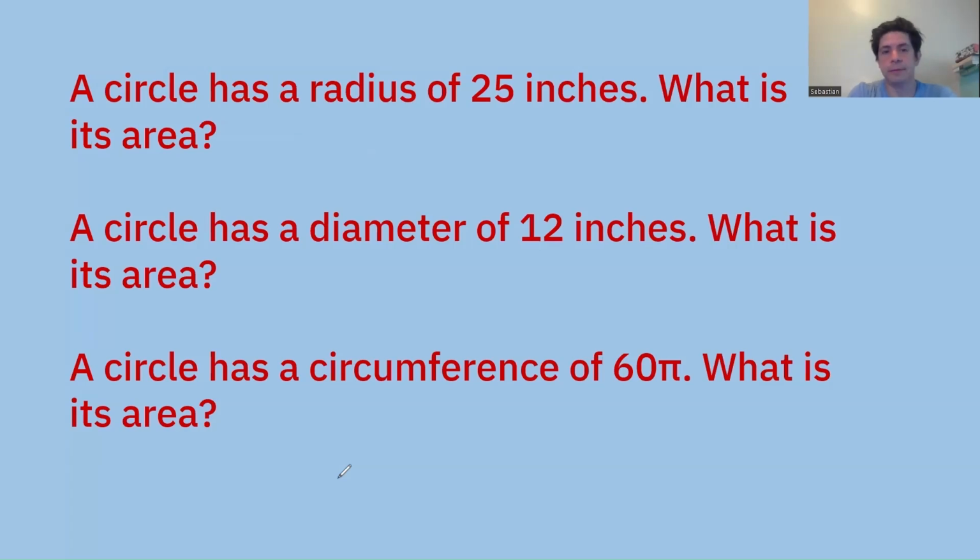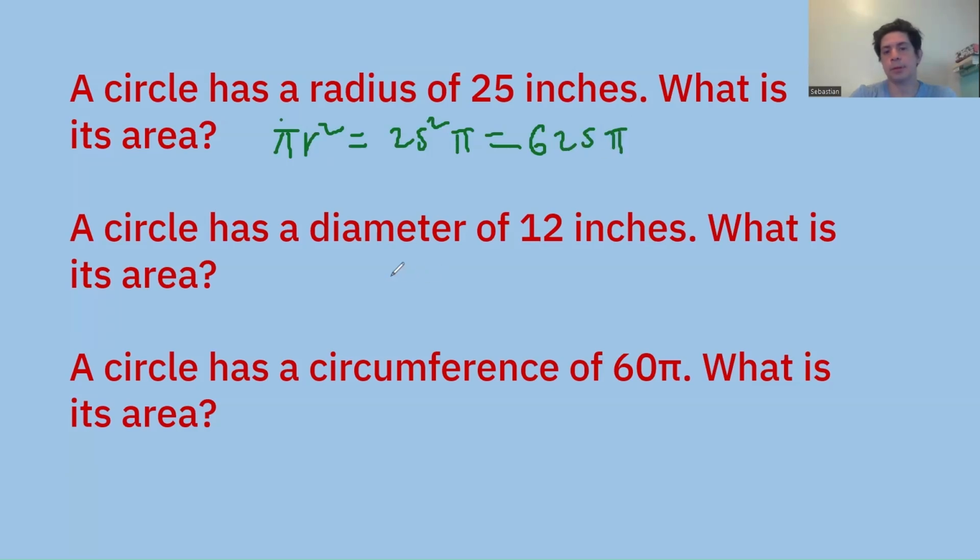So we have pi r squared equals, we plug in 25 for r, so we get 25 squared times pi, and 25 squared is a great one to memorize, it's 625 pi.